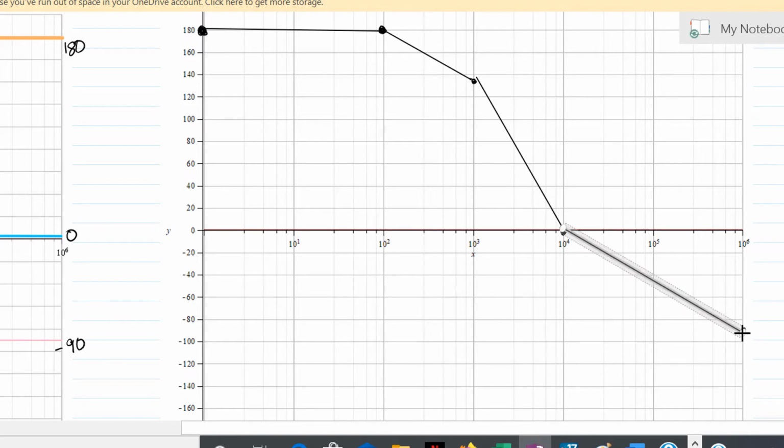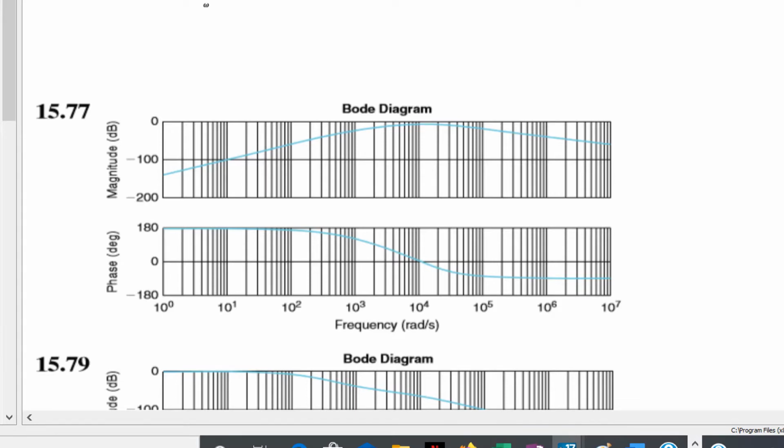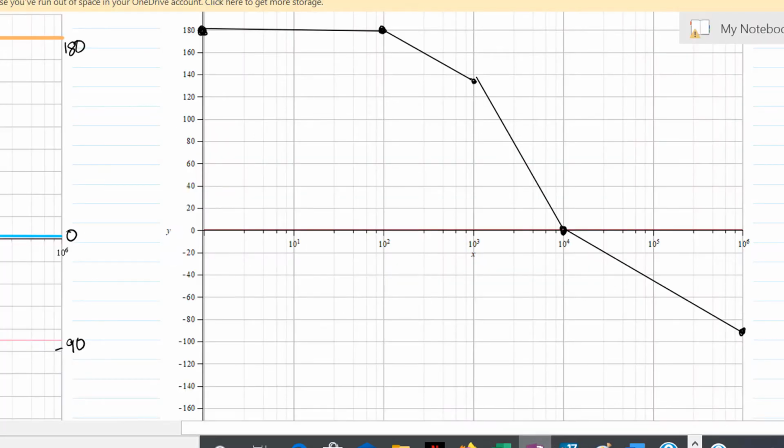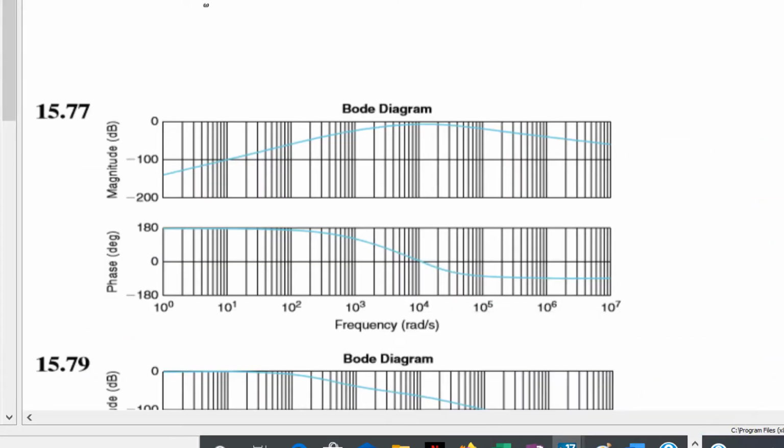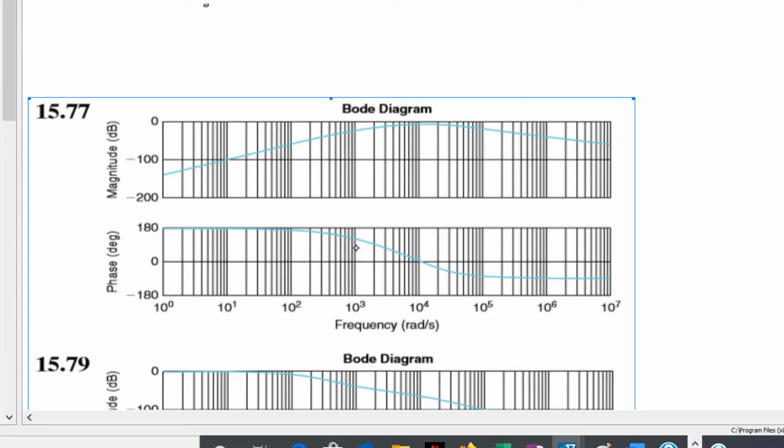Okay, and then I'm going to go look at the book's answer, compare. Okay, so starts at 180, it stays flat. Let's look at our 10 to the 3rd values. So I'm up here at 135. 10 to the 3rd. It's really hard to tell in this graph. There's like halfway between would be 90. So it looks like I'm about halfway between 90 and 180. So that seems reasonable.